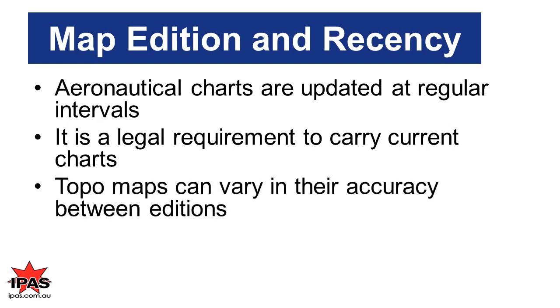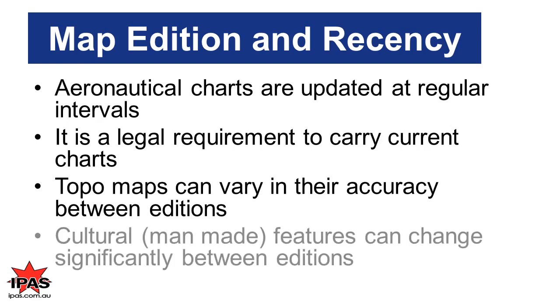Topo maps, obviously, can vary in their accuracy between editions. If you're looking for cadastral information, or information about buildings and their locations or built-up areas, you might find that your map could be up to 20 years old, if not older, and so what you see on the ground isn't necessarily reflected on the map. Cultural or man-made features can change significantly between editions.